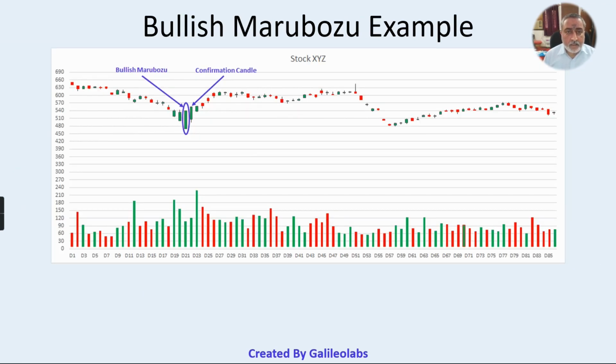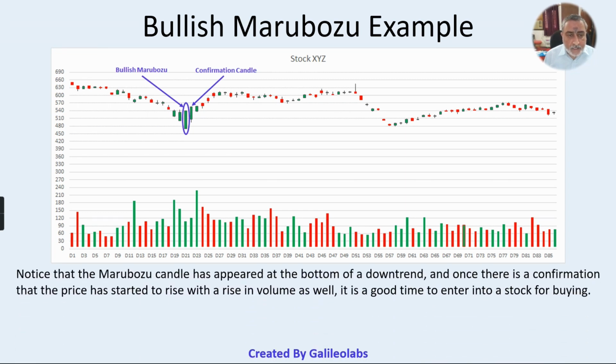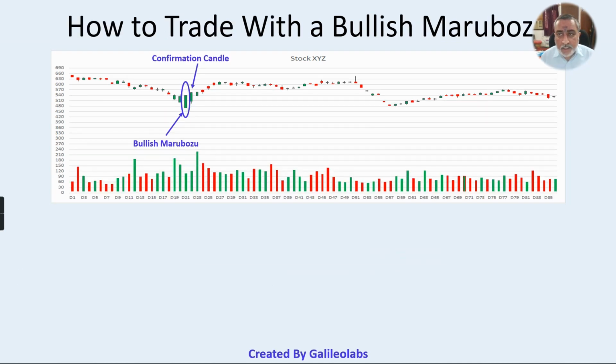Now this is how a Marubozu looks in a typical chart, wherein you can see that there is a very long green candle after a downtrend. Notice that the Marubozu candle has appeared at the bottom of the downtrend, and once there is a confirmation that the price has started to rise with the rise in volume as well, it is a good time to enter the stock for buying. Now we will see how to trade with a bullish Marubozu.